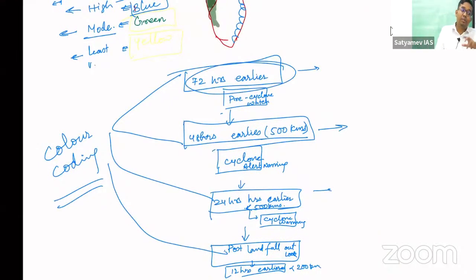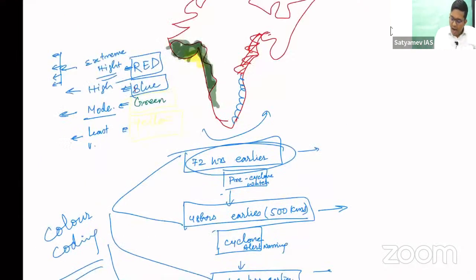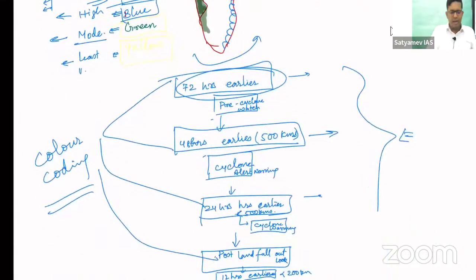So here this is with respect to the space factor, and this is with respect to the time factor. So when the time factor is there, what is the meaning of that? 72 hours earlier, that means the maximum levels of preparedness and mitigation measures should be there. 48 hours earlier, the evacuation plans and the resettlement plans should be there, or the administrative plans should be activated.